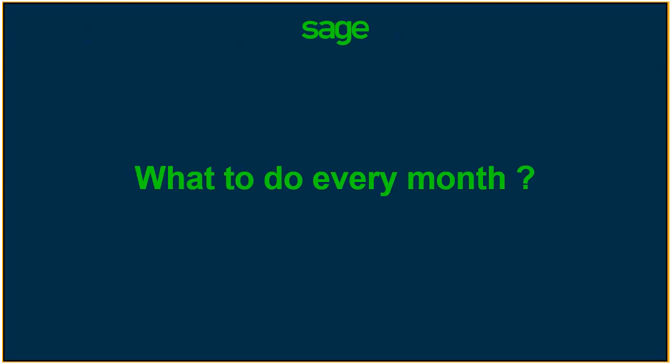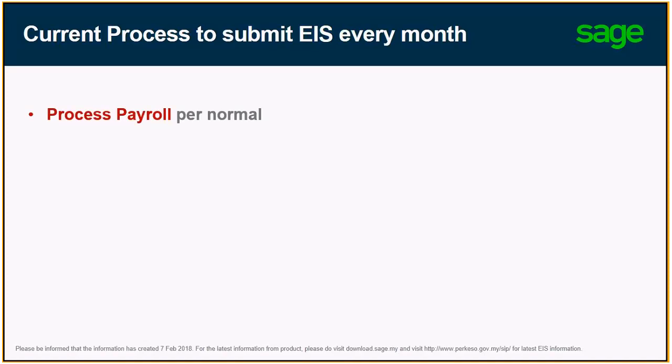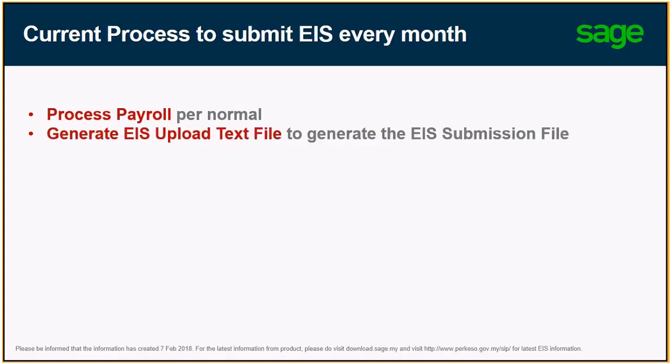So what must you do every month? Now you know there's an EIS, you have registered for EIS, you have processed your payroll. What must you do every month when you complete the payroll? You process payroll per your regular process, how you normally process the payroll. Then after you finish, you get the approval, ready to submit to EIS. Remember, the deadline is by the 15th of next month. So you go to Sage Payroll, you generate the EIS upload text file under the government reports text file to generate this EIS submission file. So you don't have to do it manually, you can just extract it from our system.